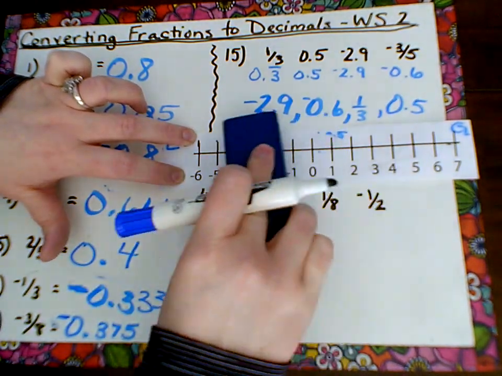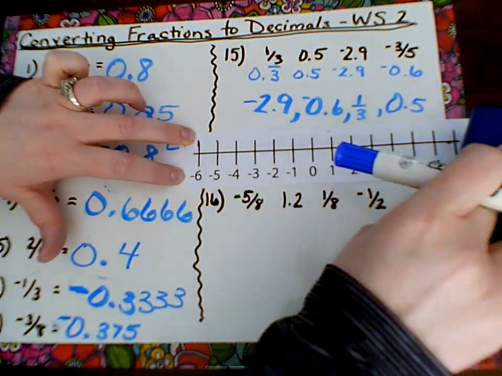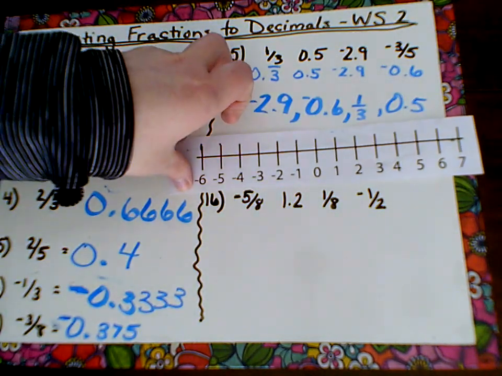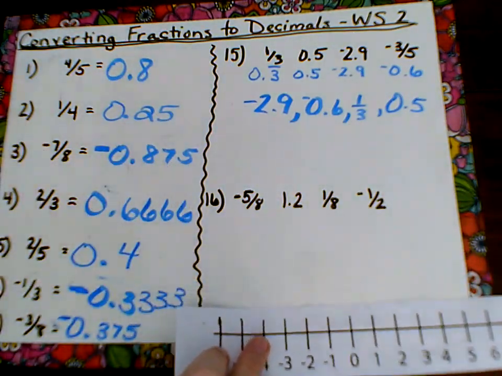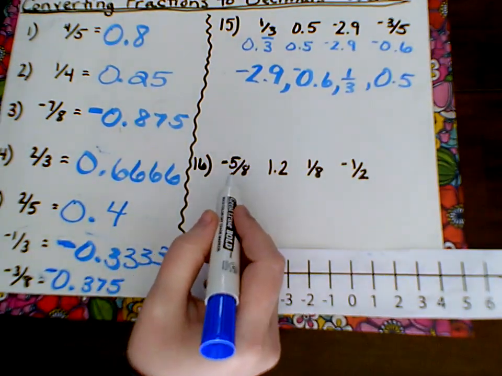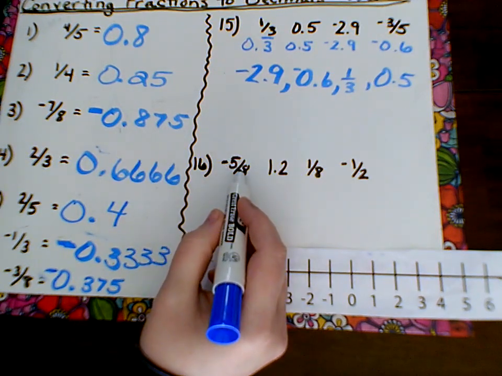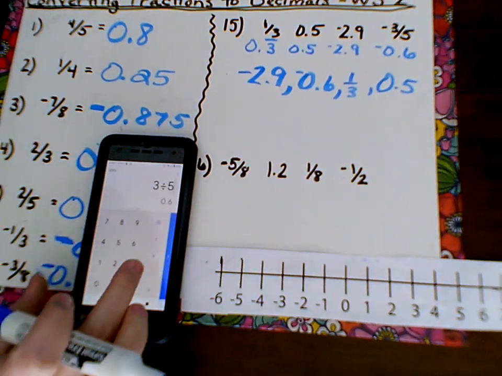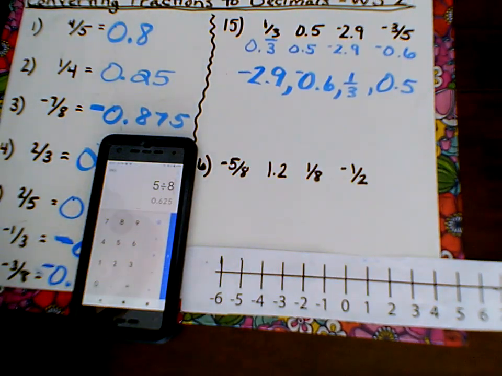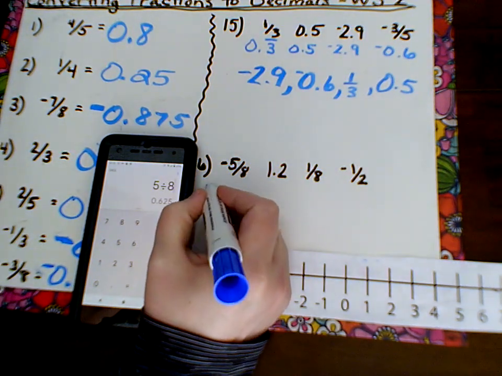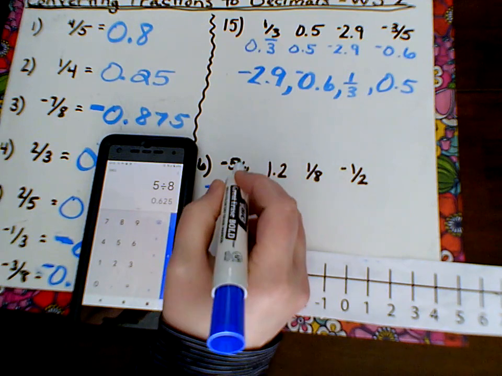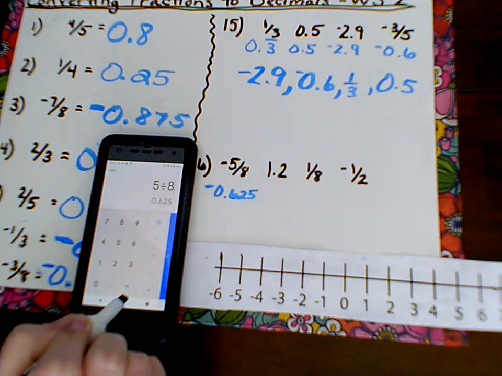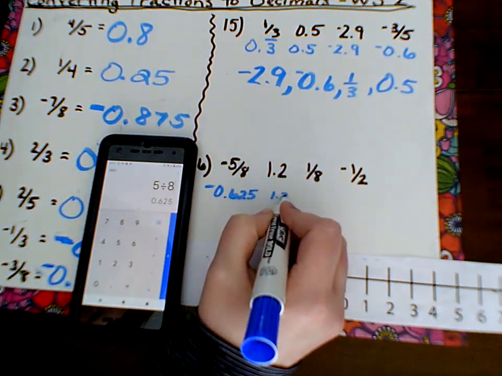Okay, so I'll erase my number line and move on to the next one. We're going to do number 16 and number 17, and then we'll be done. The first thing I'm going to do to make this easier on myself is convert -5/8. So on my calculator, I'm going to put in 5 divided by 8, and remember to put the negative on my answer. So we have -625 thousandths. 1.2 is already a decimal.